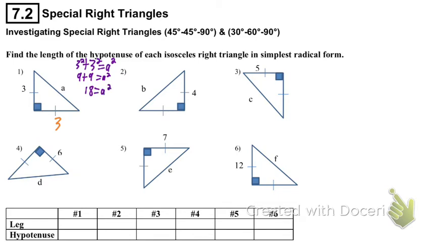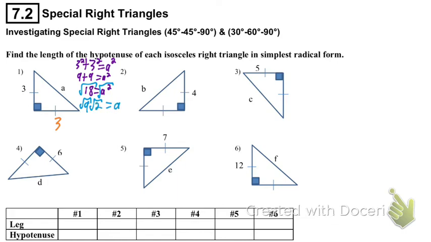Square root. Is 18 a perfect square? No. It says in simplest radical form. So that means we put it in our calculator and let it do the work? No. It means that we actually have to do the simplifying ourselves. So, is there a perfect square that is a factor of 18? 9. It is the square root of 9 times the square root of what? 2 equals A.